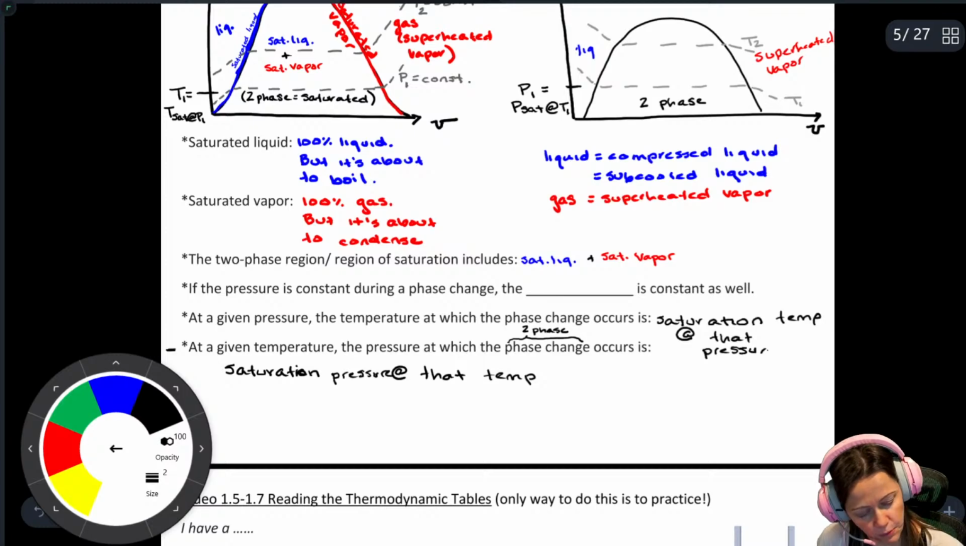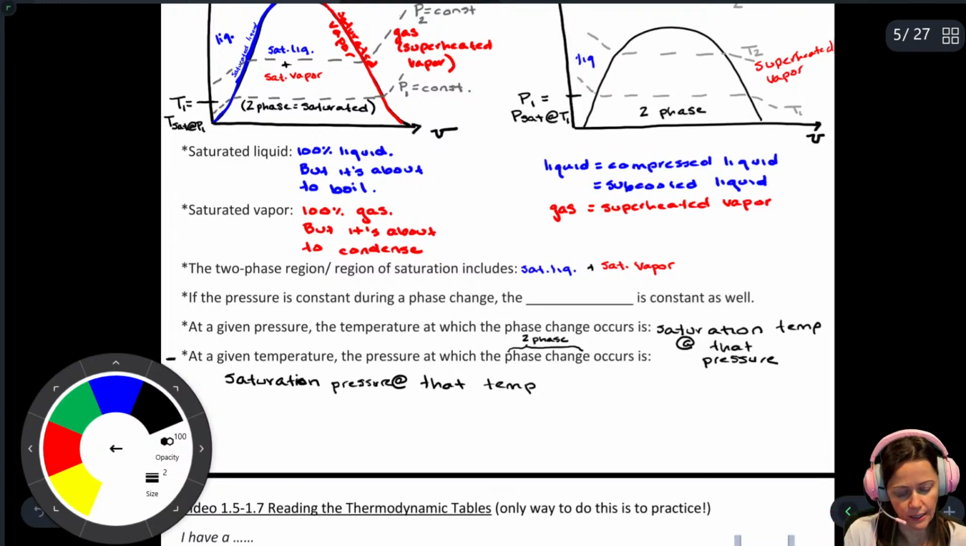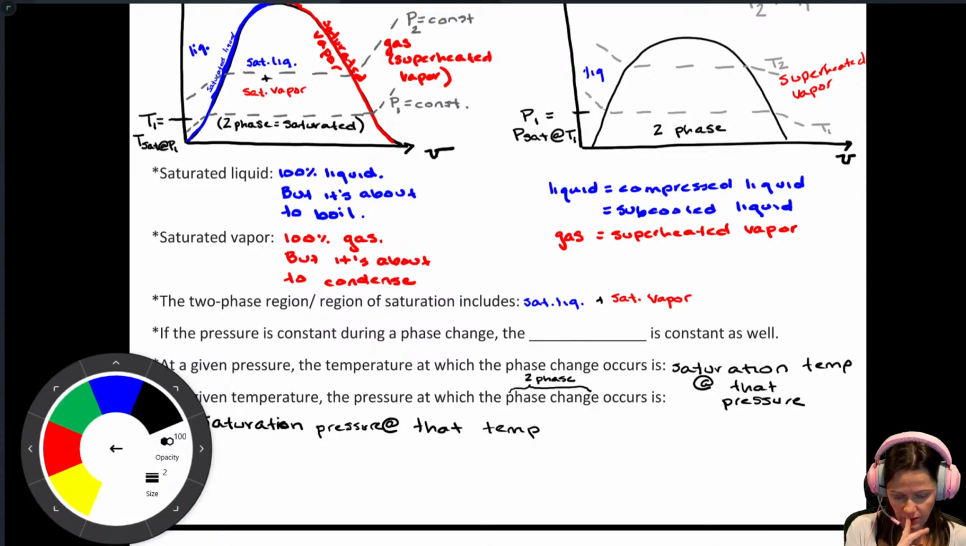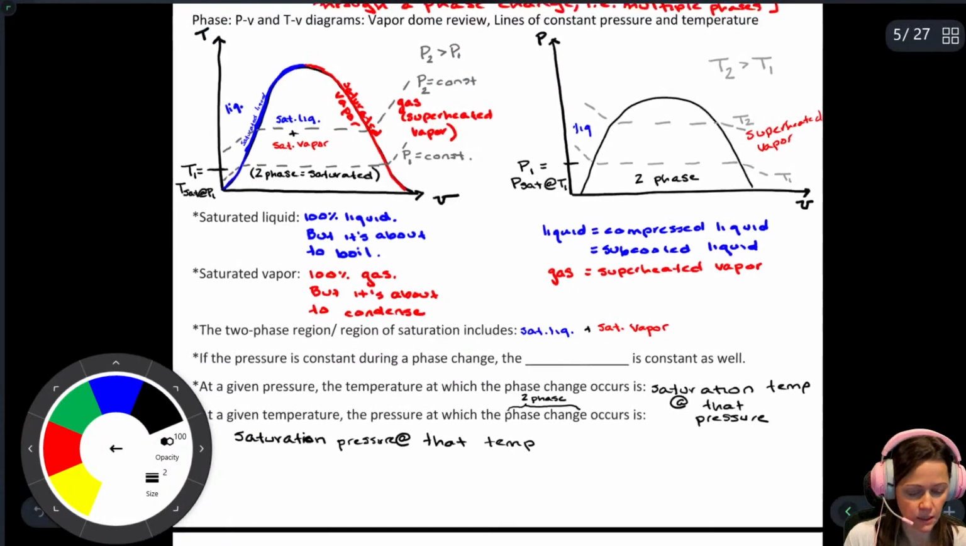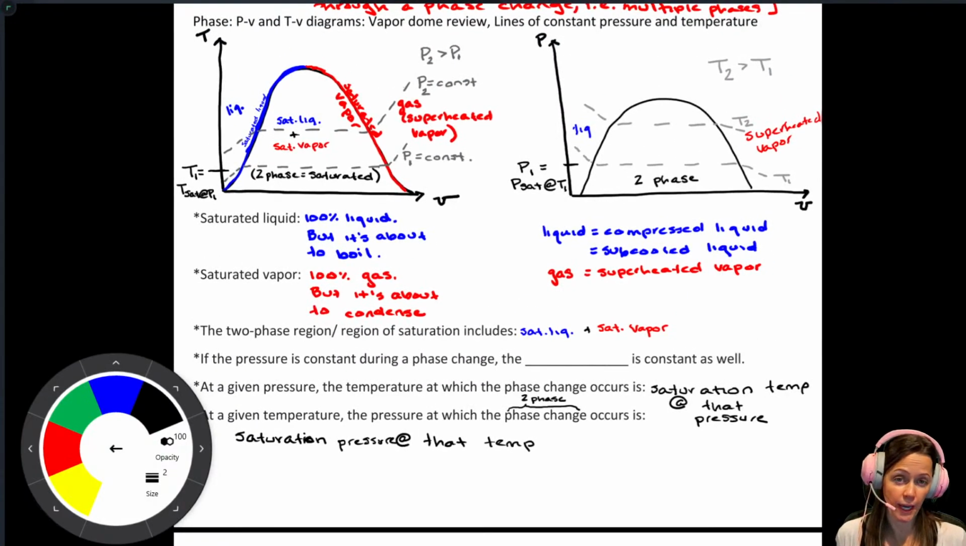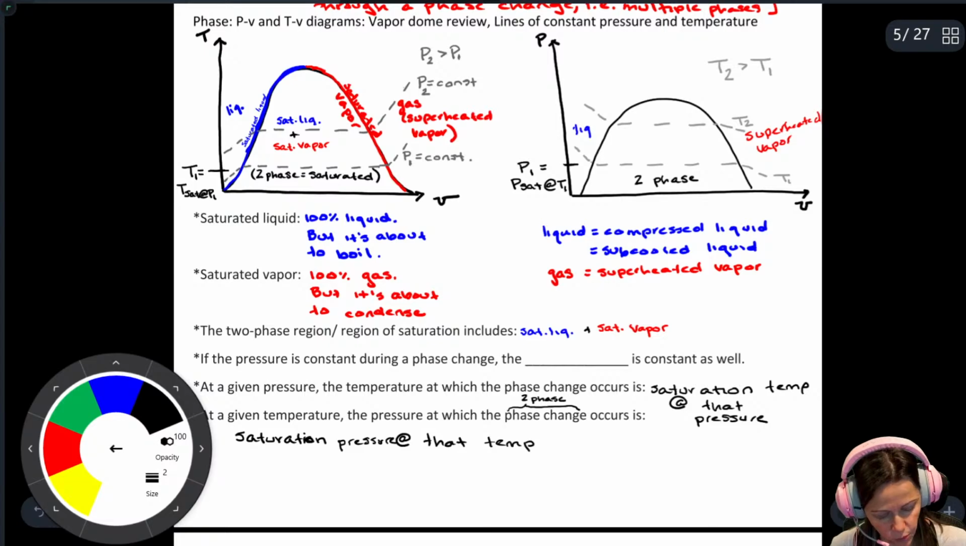And as we said before, if the pressure is constant during a phase change, then the temperature is constant as well. You could see that in the upper right-hand corner of your PV diagram. If the pressure is constant, if you're looking straight across a horizontal line, during a phase change, meaning underneath the dome, the temperature is constant. So that little gray dotted line is constant. Okay.